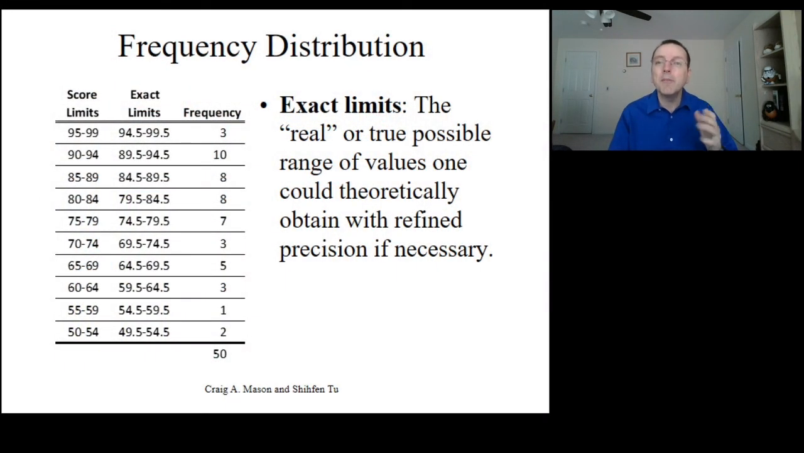So, for clarity, let's add the exact limits to our frequency distribution table. In reality, you typically don't include both score limits and exact limits in a table, but the exact limits in particular need to always be clear to your reader.